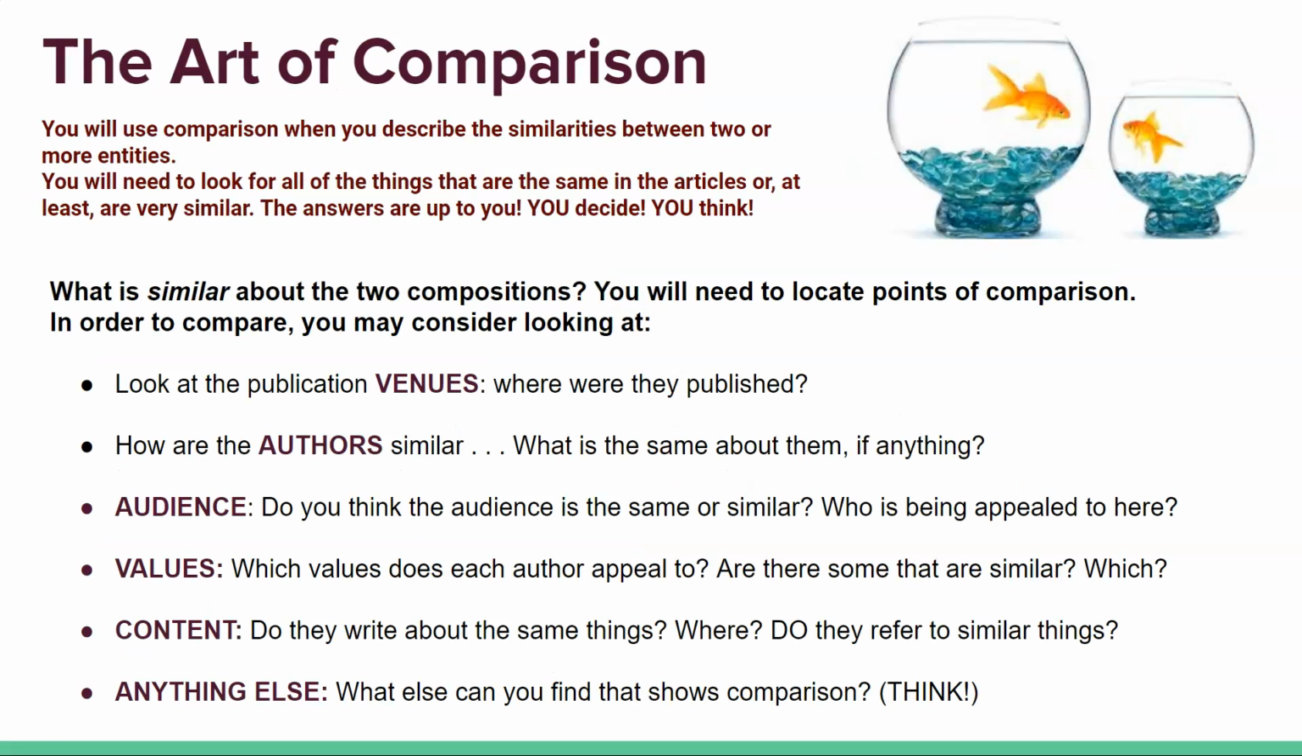So the art of comparison. You'll need to locate points of comparison, and you may consider looking at the publication venues. Where were they published? How are the authors similar? What is the same about them, if anything? Now, in terms of audience, you want to think about, is the audience the same or similar? Who is being appealed to here? And you also want to think about values. Which values does each author appeal to? Are there some that are similar, and which?